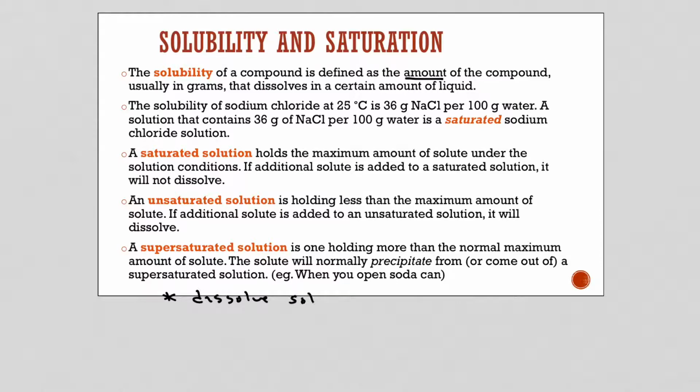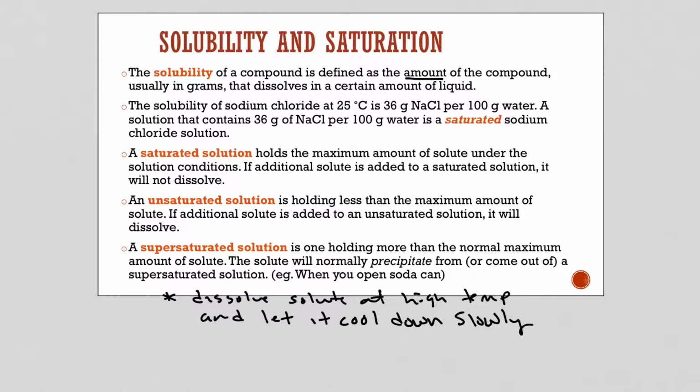the solute at high temperature and let it cool down slowly. And for some materials, that extra solid, the extra solute that's dissolved will stay in solution, and you will have what would be referred to as a supersaturated solution, because at your new temperature, you will have more dissolved than what you should be able to dissolve if you were just dissolving it at that temperature.